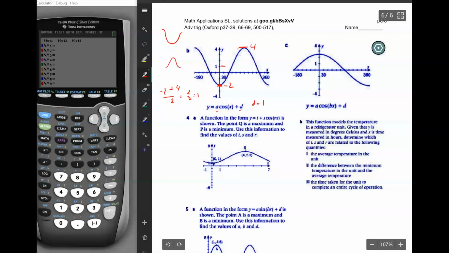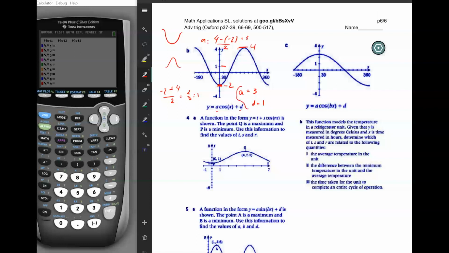What about the a value? The a value is the distance from the middle to the top. So that's from 1 to 4. So the a value should be 3, right? If you use the formula, you'll take the difference between 4 and -2. So you would do 4 minus -2 and divide by 2 to get the a value. So that would be 4 plus 2, which is 6, divided by 2, which is 3. Okay? So a equals 3 and d equals 1.